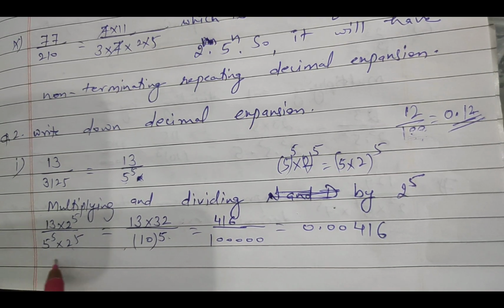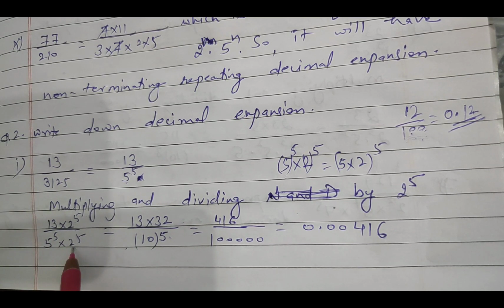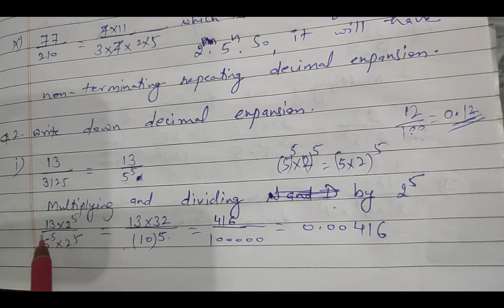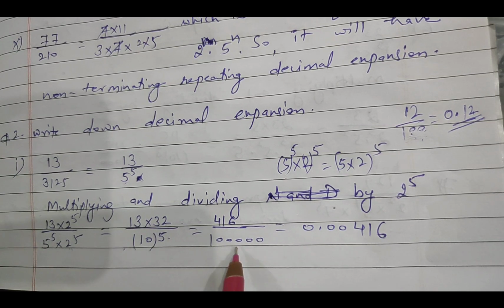this, I have applied the exponent rules, right? When the bases are different but the exponents or powers are the same, what do we do? We multiply these bases and put the same power over here. So as the power is 5, I will write 5 zeros: 1, 2, 3, 4, 5 zeros, right?